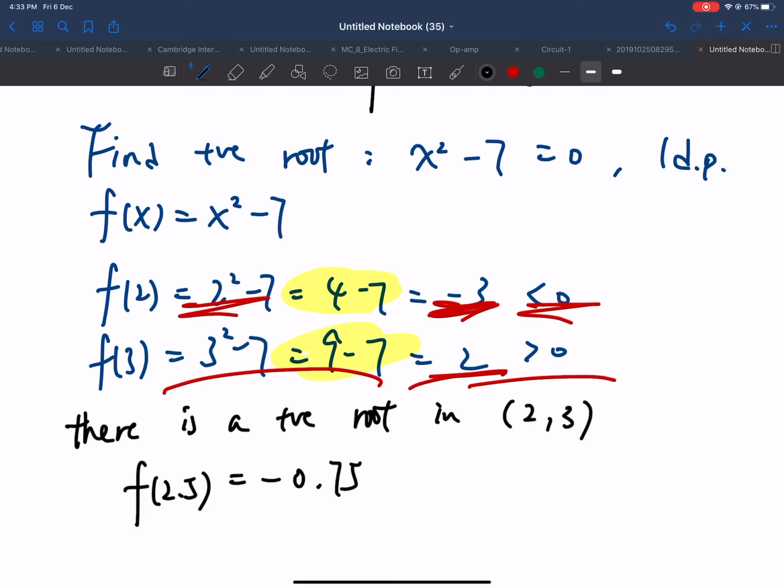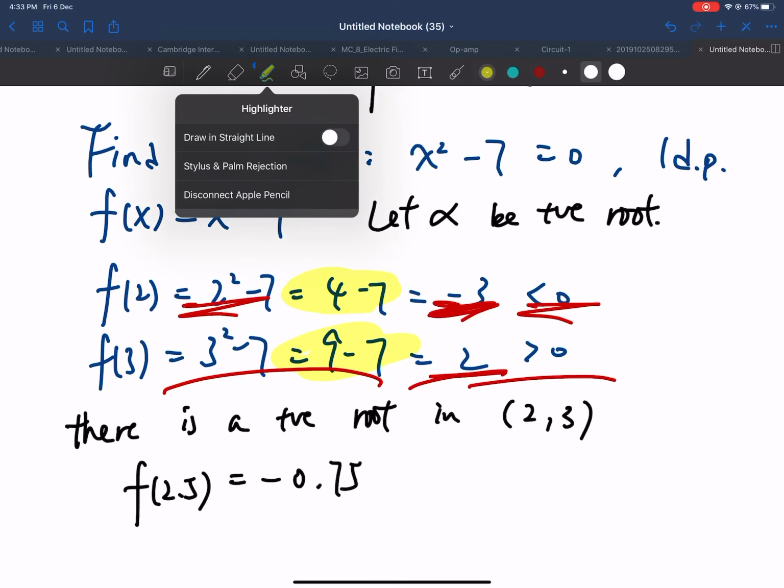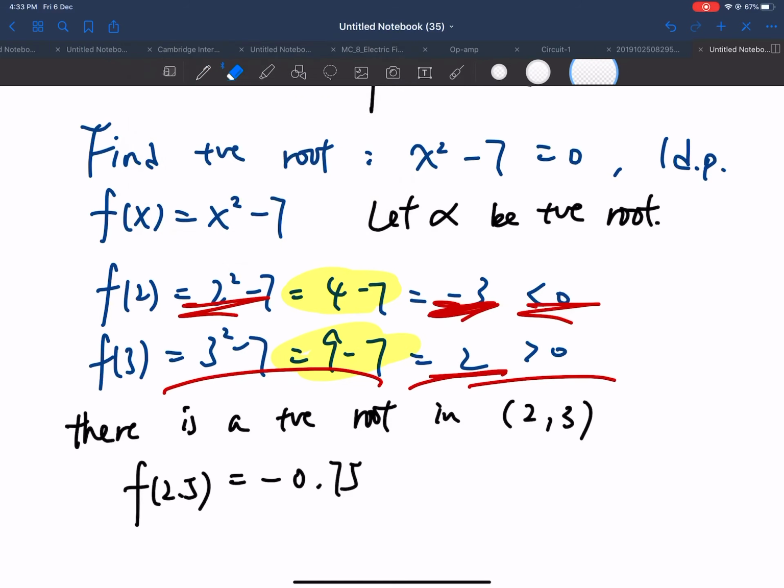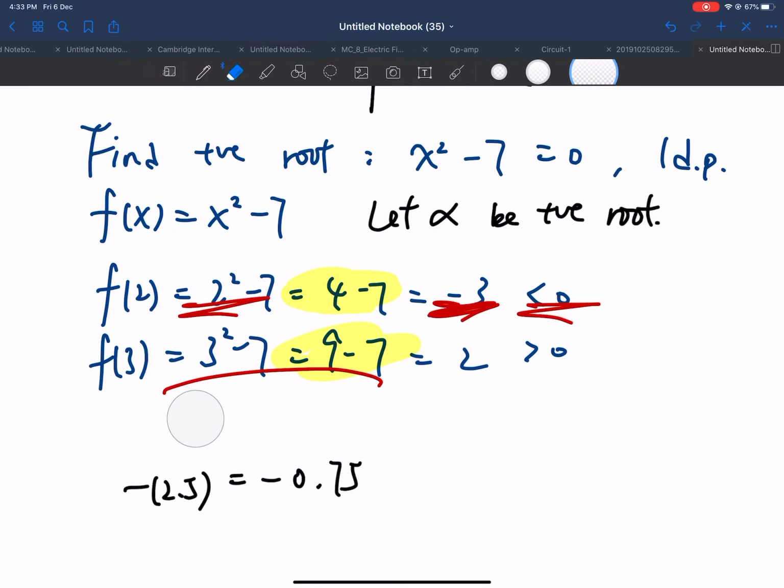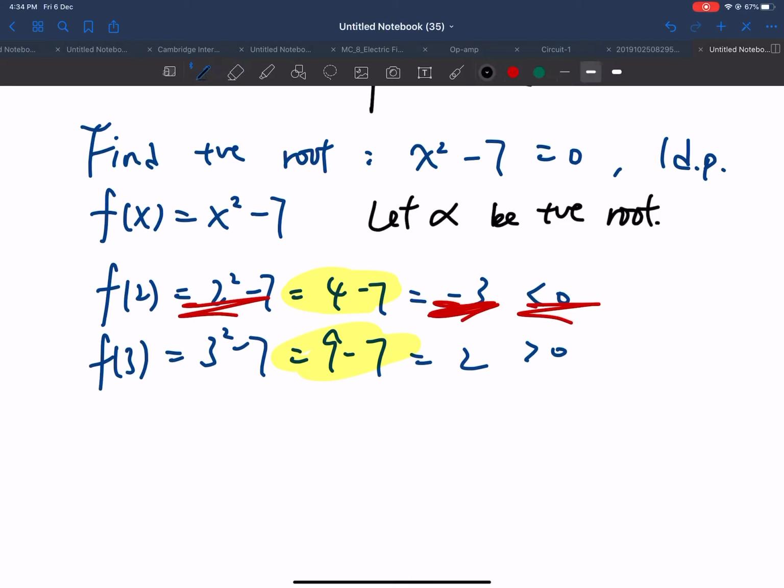Because I don't want to write so many words, I say that let alpha be the positive root, okay? So using some mathematical notation, I can simplify this statement already. You can say therefore alpha belongs to the set of.